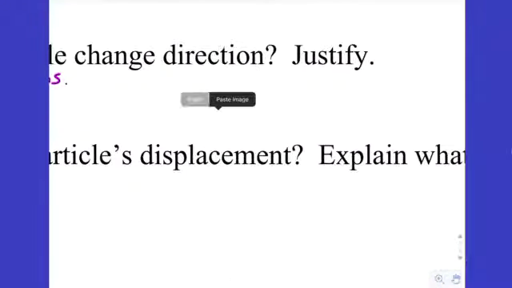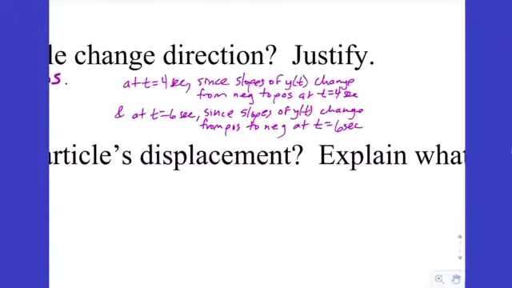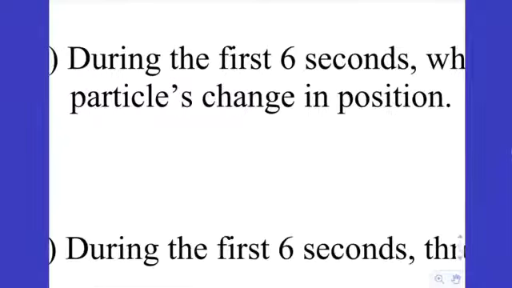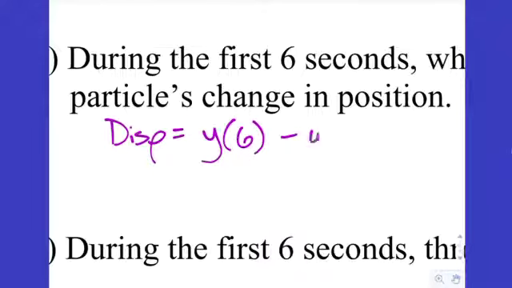So it matters how the sign changes, so you need to make sure that you always say how the sign of something changes. During the first 6 seconds, what's the particle's displacement? Well, let's go ahead and write it out here. DISP can be short for displacement. That's your net change in position. I want to know where it was on the vertical line at 6 minus where it was at 0. So there is your computational setup.